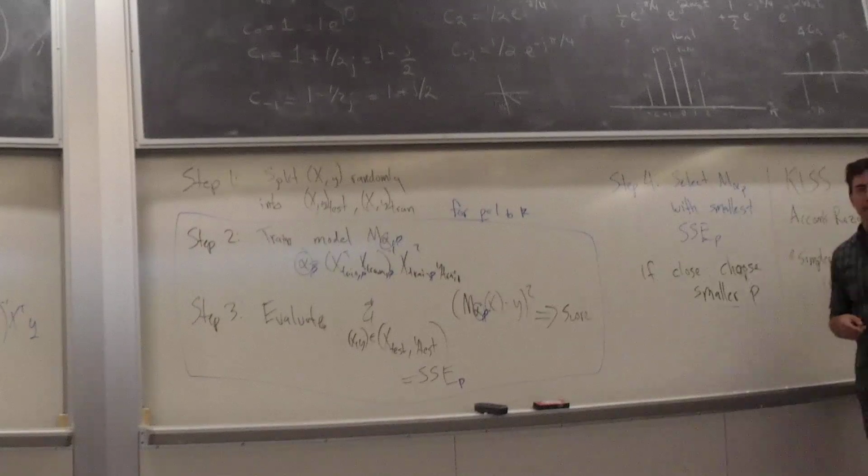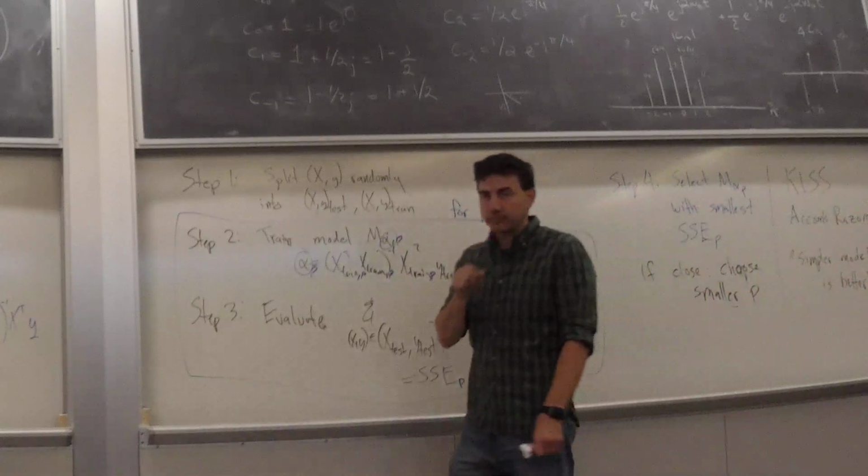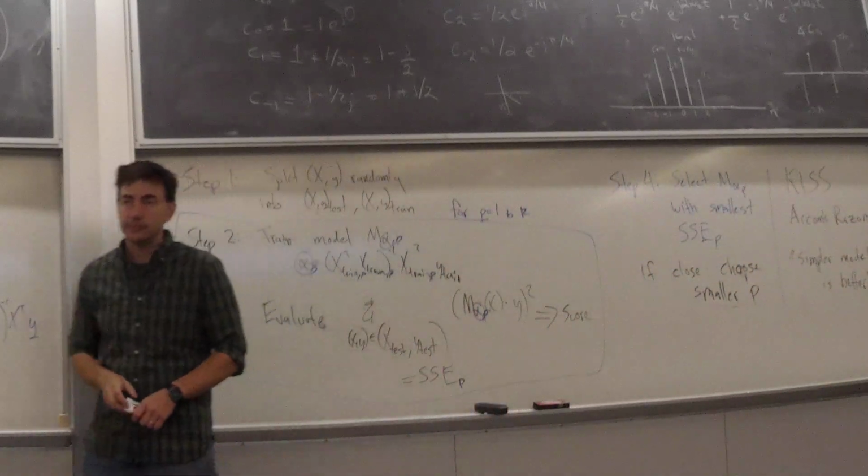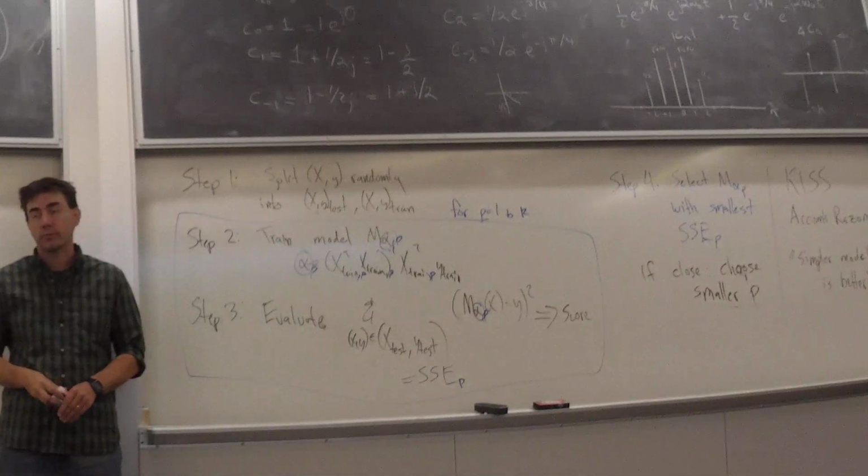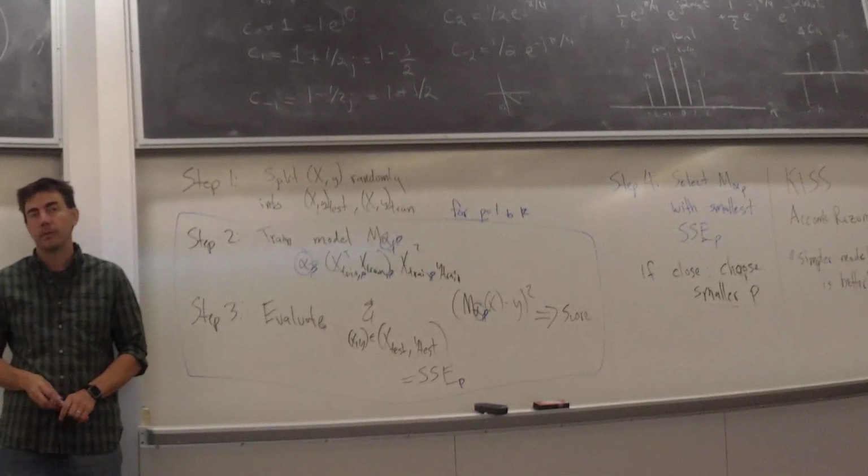Yes? So if you have a multiple linear regression model, and you have like 10 features or something like that, does that just mean the one with a smaller norm, or how would that work exactly?